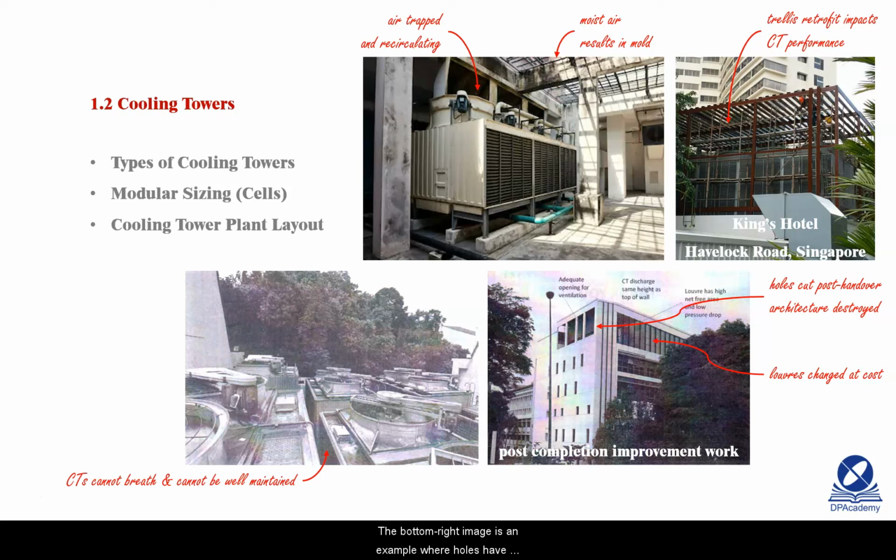The bottom left image shows lots of cooling towers squeezed together. The cooling towers cannot breathe and cannot be well maintained. The bottom right image is an example where holes have needed to be cut into the facade because the cooling towers have not been able to breathe. This installation was presented to me by BCA, and also the louvers along the side of the cooling tower enclosure were changed. Such modification can be very costly and impact the aesthetic of the building.